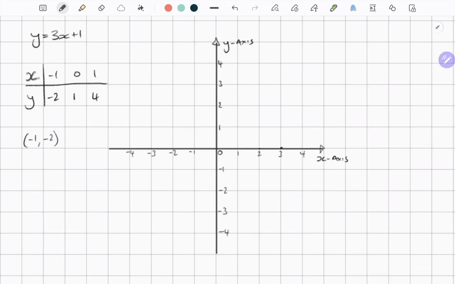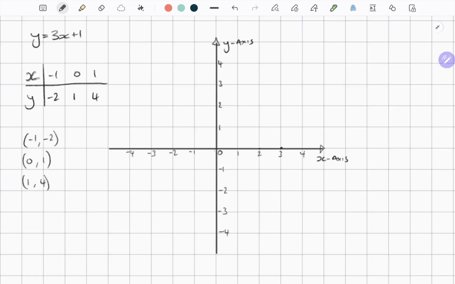-1, -2. We would have 0 and 1. And we would have 1 and 4. So the first number, you might remember from previous videos, is on the x line, the x coordinate, and the second number is on the y coordinate. So let's plot these now.